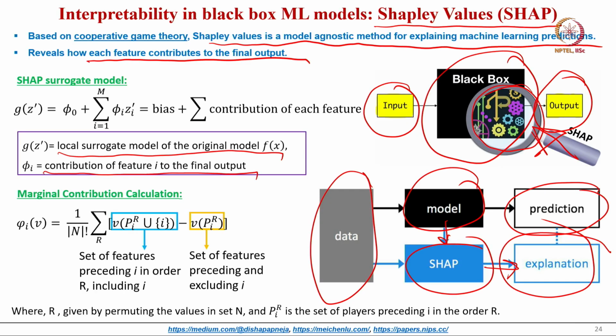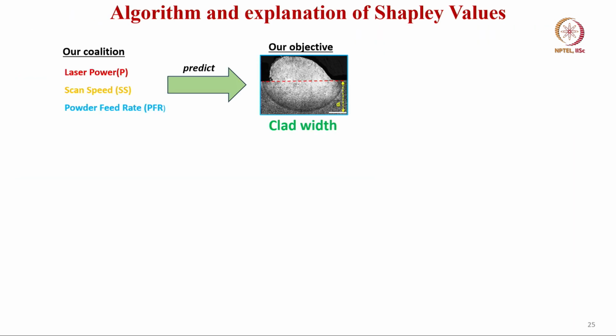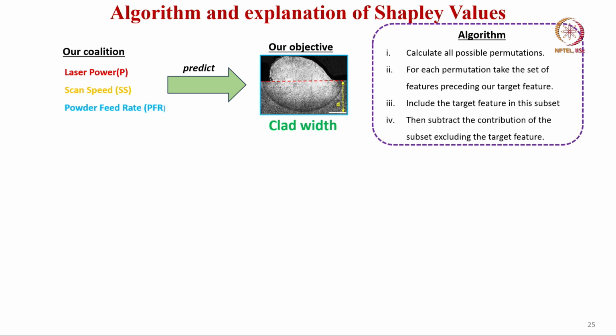Right. So, there is some more mathematical description of what we have discussed, like marginal contribution calculations. These are some of the functions that are used for the marginal contribution calculation. Now, in this particular case, when you use a combination of laser power, scan speed and powder feed rate, you want to predict what the clad width will be, for example, or somebody is interested to know what the clad depth will be, for example, right.